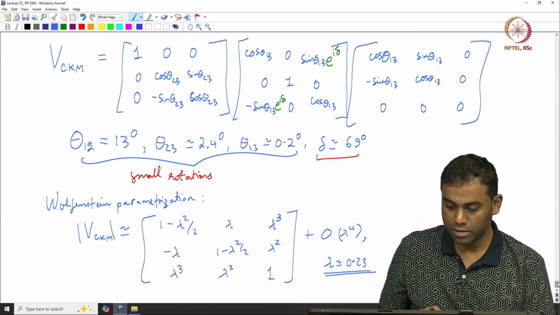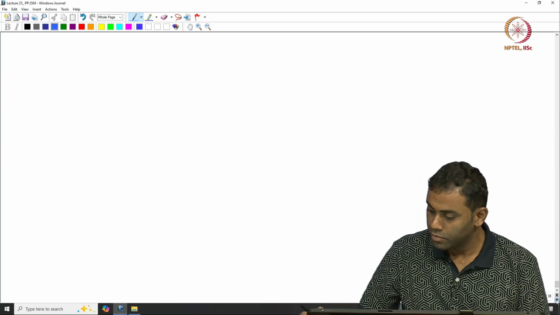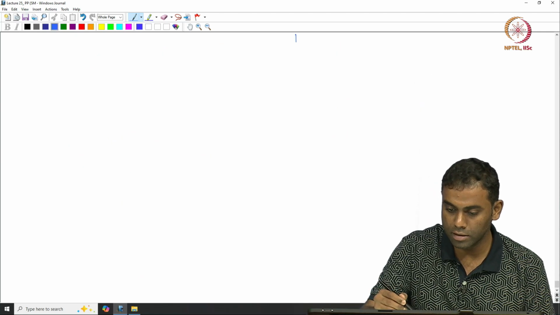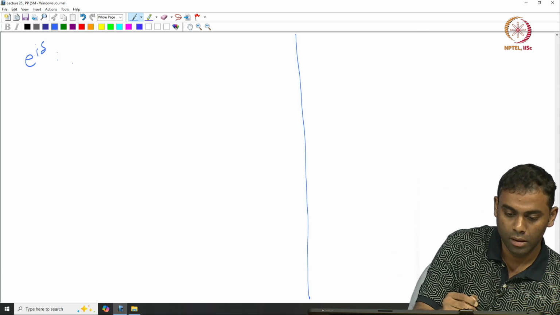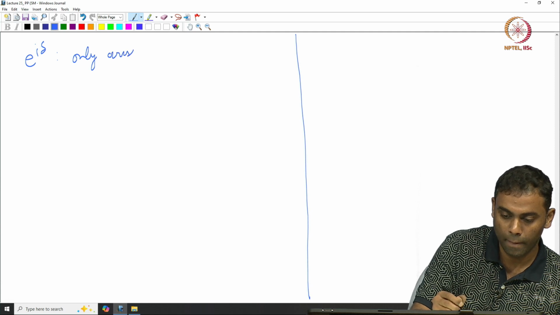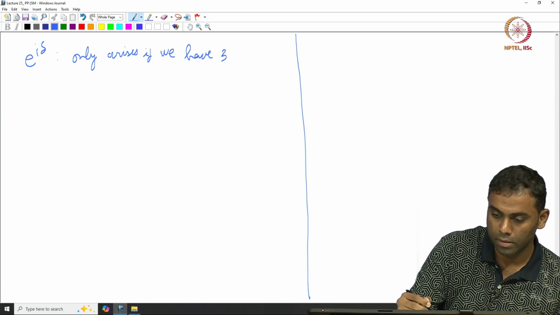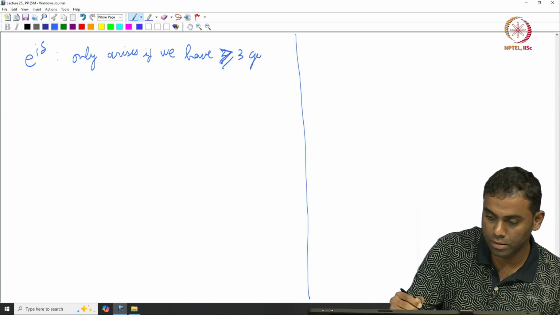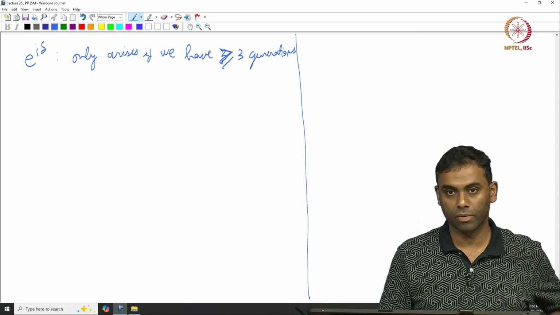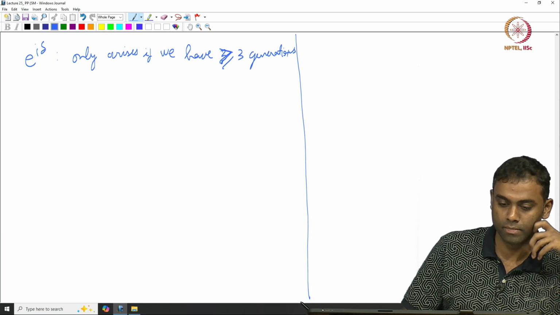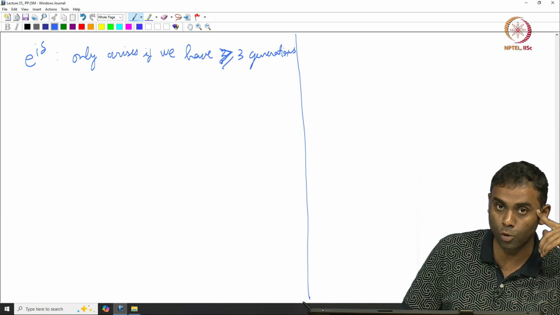Now, there is something very interesting to notice in all this, which is that the phase that we wrote down, a phase term, only arises if we have greater than or equal to 3 generations of fermions. How do we know this and why is this interesting? We will see soon why it is interesting, but how do we know this, let us see right now.